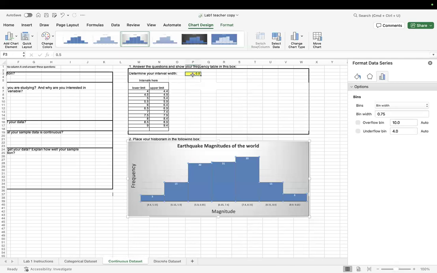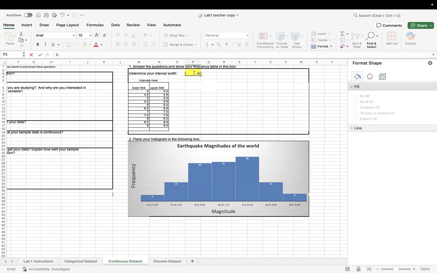And then I'm going to go up here and I'm going to type 0.75 because that's the bin width that I chose on my interval width. That's the bin width I chose.